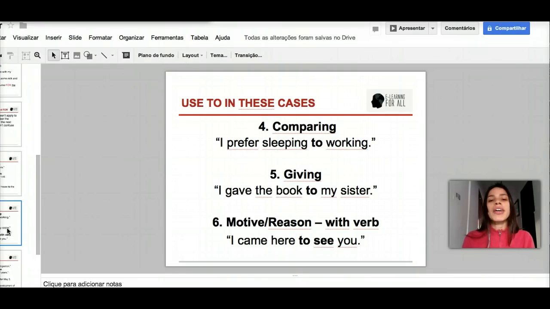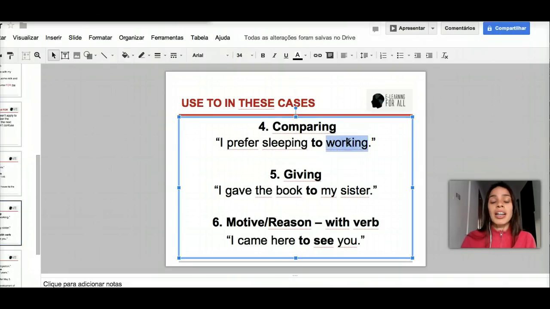Comparing. When you're comparing things, when you say that you prefer one thing in comparison to another, you're going to use the preposition to. I prefer sleeping to working, okay? Not I prefer sleeping for working, okay? When you're comparing, you're going to use the preposition to. Even though it may look weird because we talked in the other rule that when we use the verb in gerund, we use the preposition for and not the preposition to. Even though it looks weird, I put this example here for a reason, because sleeping and working in this case are not verbs. They are considered nouns, okay? Therefore, they are not gerunds, okay?